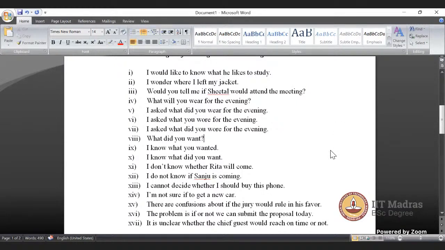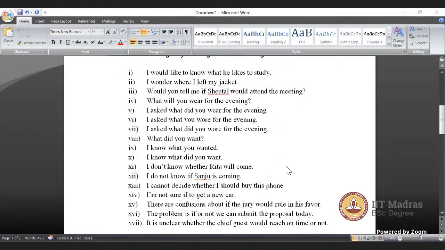Correct. Yes, grammatical. Then ninth is I know what you wanted. So again, look at those verbs: wonder, like, ask, know. I know what you wanted. That is grammatical, right?